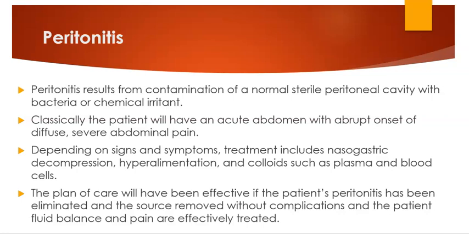Assessment is all we're going to do with these patients. We're going to continue to assess. We're going to continue to look for signs and symptoms. Depending on the signs and symptoms, we might need to do nasogastric decompression, so they get an NG tube. They might need to get some fluids and even blood products, because if they are bleeding out, then that could be problematic as well.